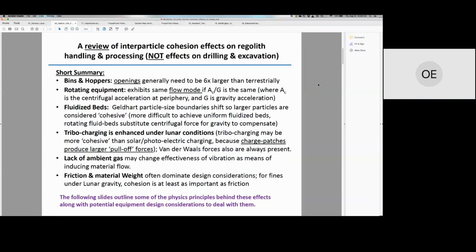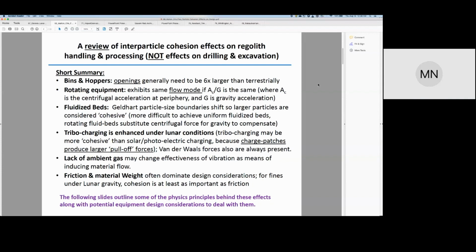That's good to know. This is a review of interparticle cohesion effects. Let's see. I guess I could start video as well. There's no reason about having my video. It did come on. Yeah, so you can actually see me.